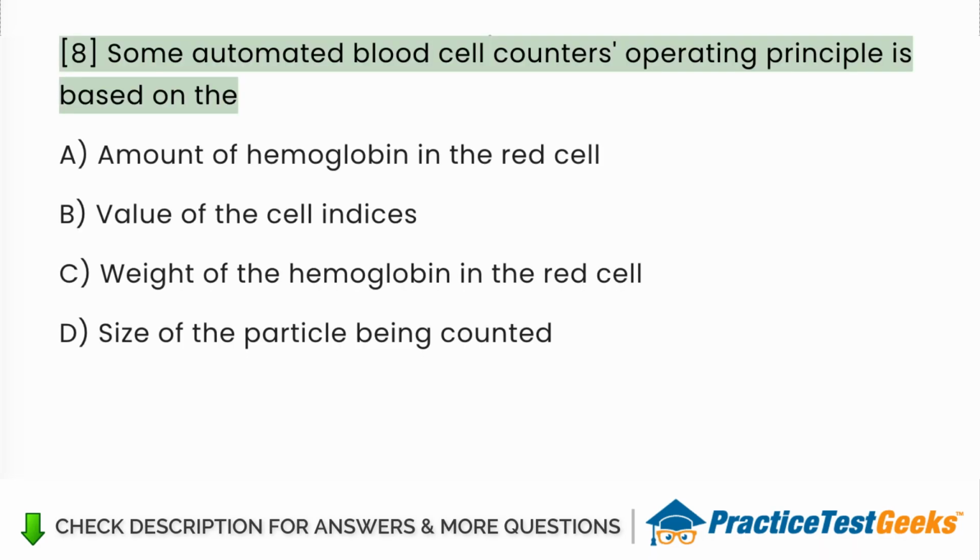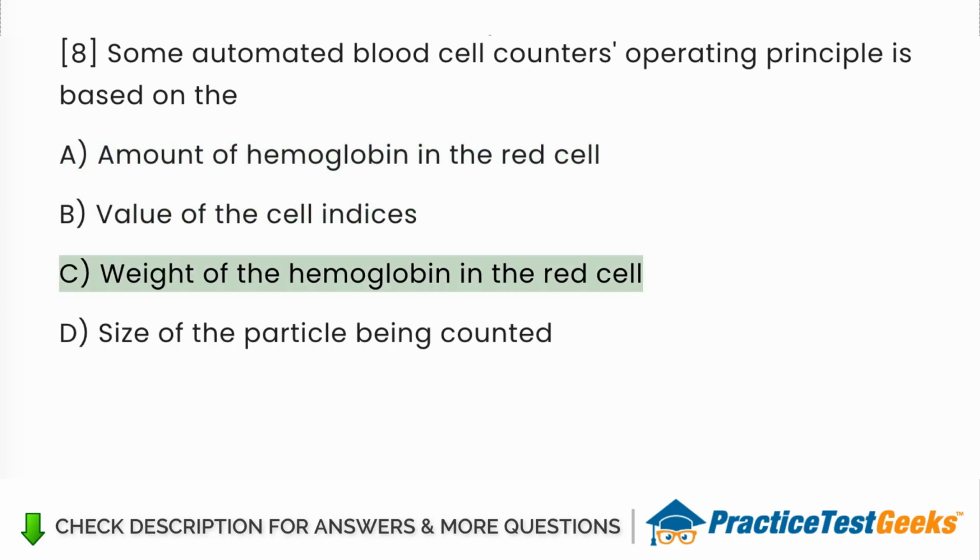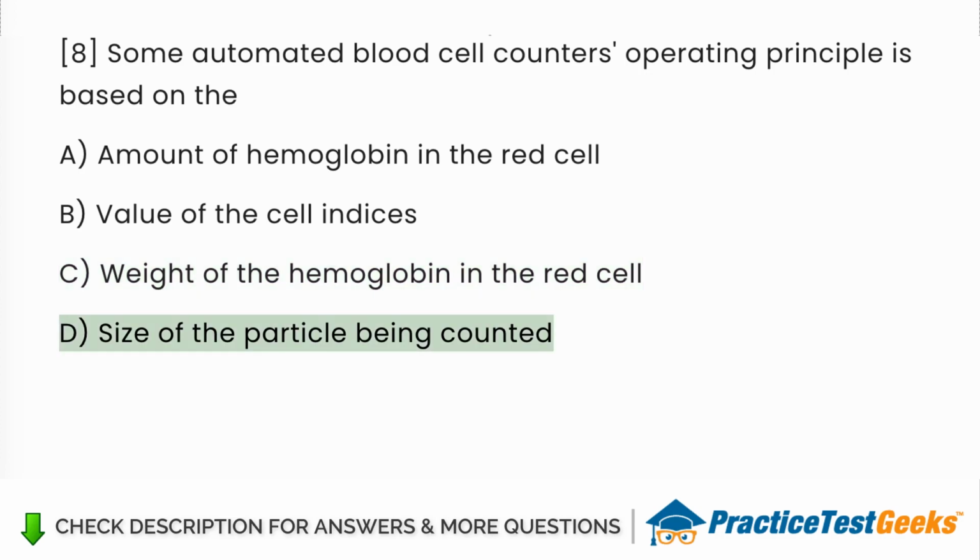Some automated blood cell counters' operating principle is based on the A. Amount of hemoglobin in the red cell. B. Value of the cell indices. C. Weight of the hemoglobin in the red cell. D. Size of the particle being counted.